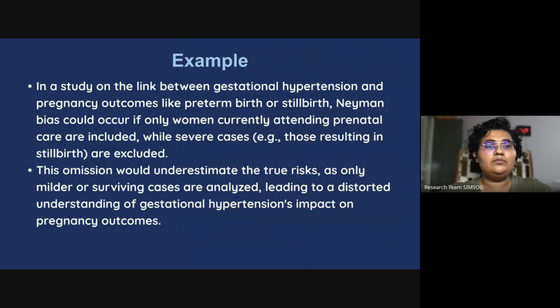In a study that looks at the link between gestational hypertension and pregnancy outcomes like preterm birth or stillbirth, Neyman bias can occur if only the women who are currently attending prenatal care are included, while severe cases, like those who have stillbirth or a miscarriage, are excluded. This omission will exclude the cases who have higher risk or the true risk of this disease, as only the milder or surviving cases are analyzed. So this will lead to a distorted understanding of gestational hypertension's impact on pregnancy outcomes, like preterm birth or stillbirth.